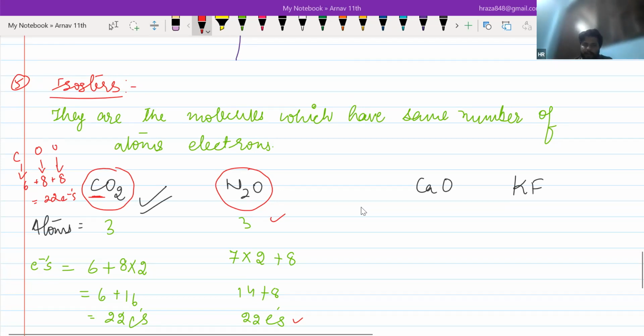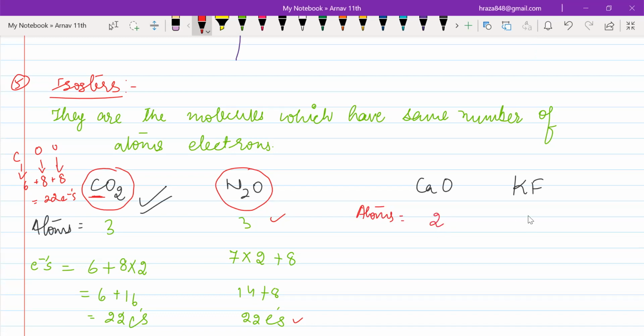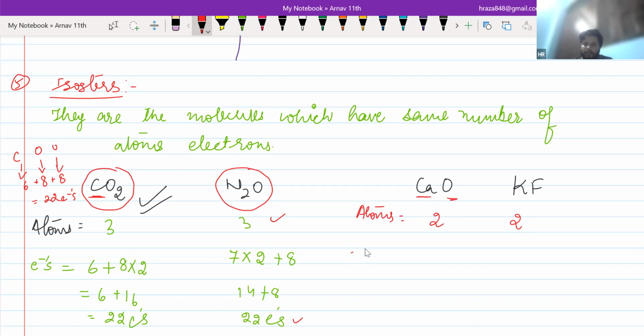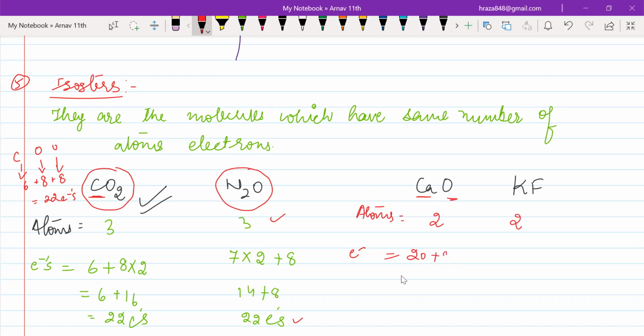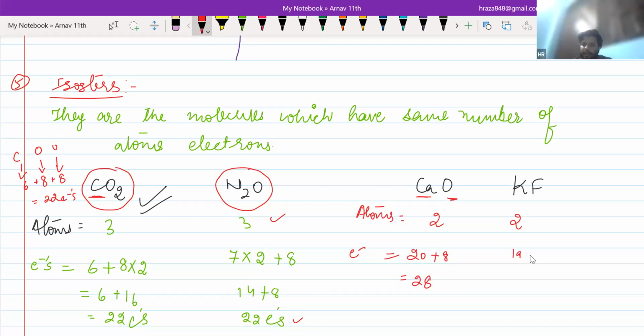See how many atoms are here? 2, calcium and oxygen. And here it is also 2. Number of electrons: calcium has 20 electrons because 20 is the atomic number of calcium. And oxygen has 8. So 20 plus 8, 28. Now again here, 19 plus 9, 28. So they are isosters.